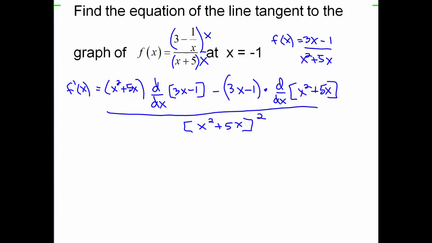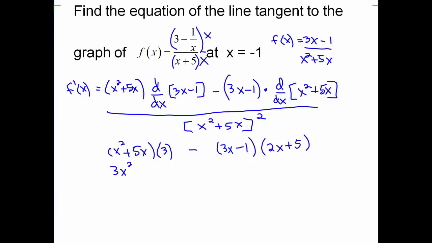So let's work this out now. We've got x squared plus 5x times the derivative of 3x minus 1, which is just going to be 3, so that's nice. Over here we've got 3x minus 1 times the derivative of x squared plus 5x, so that's going to give us 2x plus 5. Okay, and then let's distribute over here, so we get 3x squared plus 15x over here.